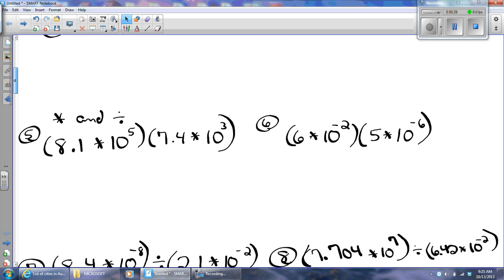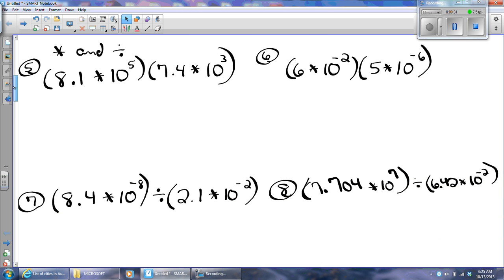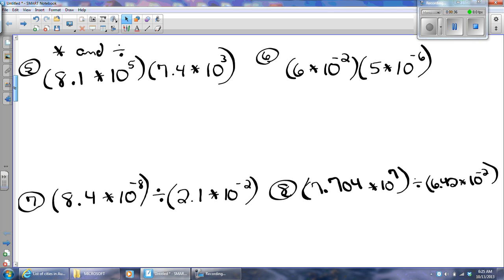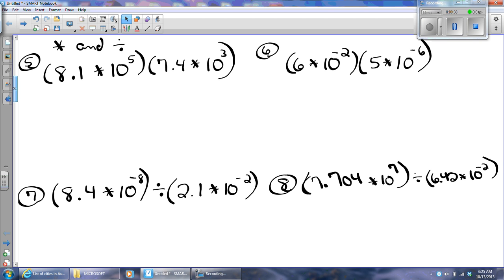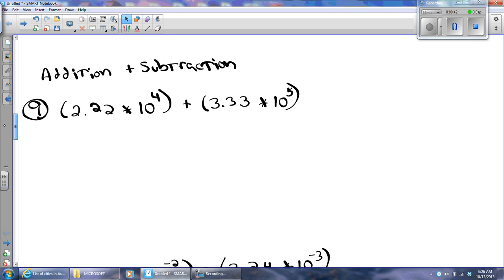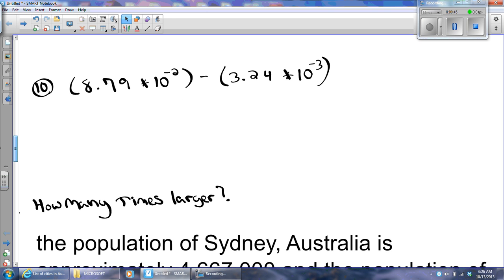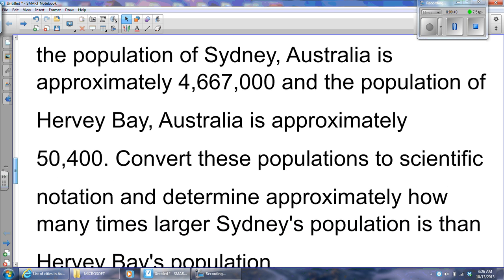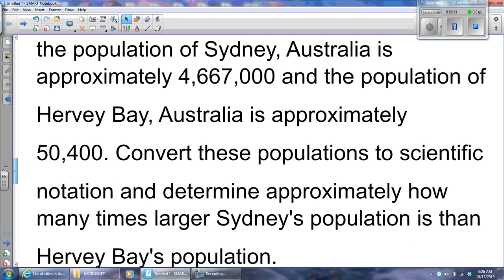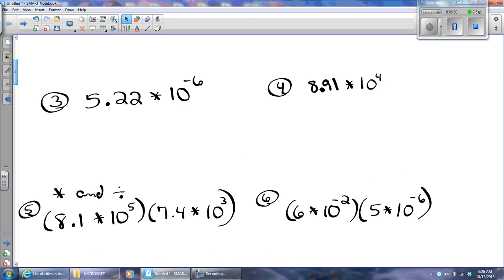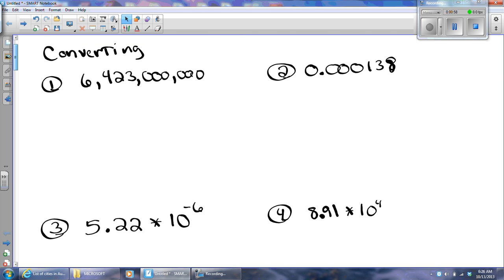If you feel the same way about problems 5 through 8, then when I get to those, go ahead and pause the video. Don't just sit and watch me do it. If you know how to do it, you work ahead. There's problem 9, problem 10, and then a how many times larger question. Again, these should all be simple. You can go ahead and pause now if you like. Please don't just sit and watch me do it.